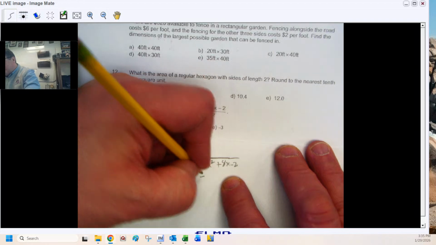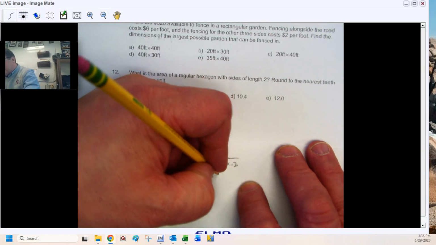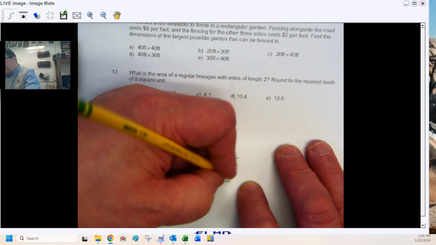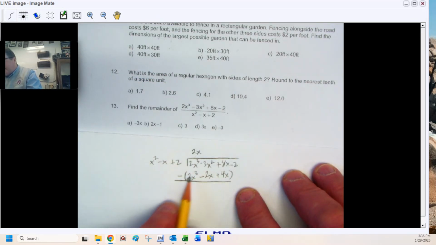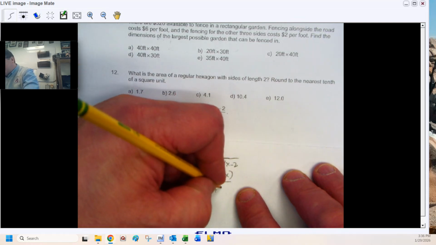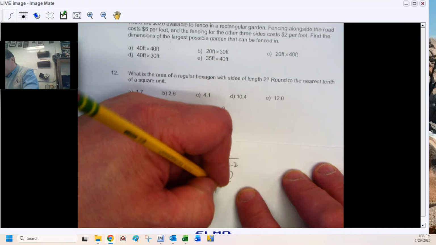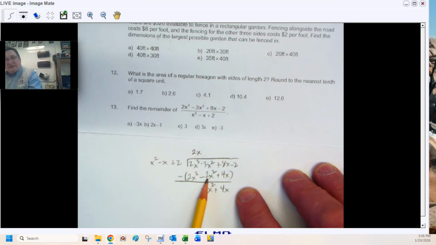2x times negative x is minus 2x squared, and 2x times 2 is 4x. And so this becomes 0. Negative 3 minus negative 2 is negative x squared. 8 minus 4 is 4x. I made a mistake here. This is 4x. This is x squared. There we go. That's x squared.